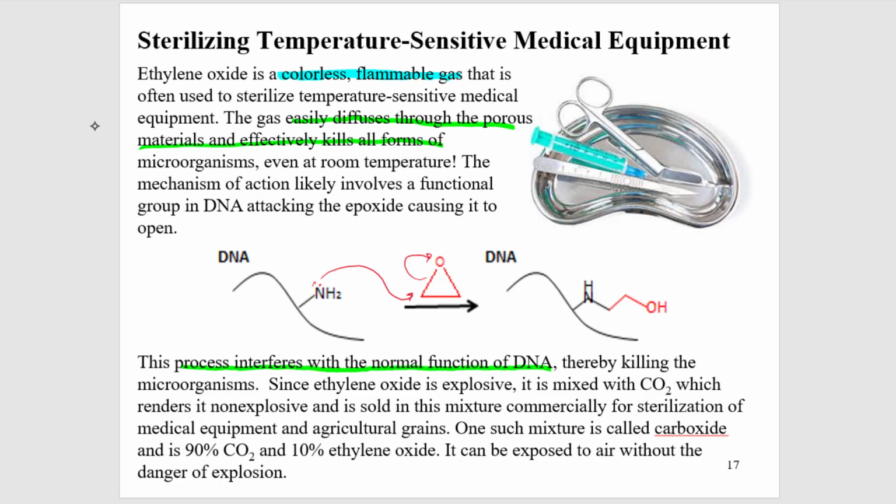So basically, this ethylene oxide gas is sold as a mixture, 90% CO2 and 10% ethylene oxide. And what this does is it cuts down on the explosive, flammable nature of it so that it can be exposed to air without danger of explosions. And it's sold as, it's called Carboxide. That's what it is. But it's 90% carbon dioxide, 10% of this ethylene oxide epoxide, and effective for disrupting DNA function in microorganisms.